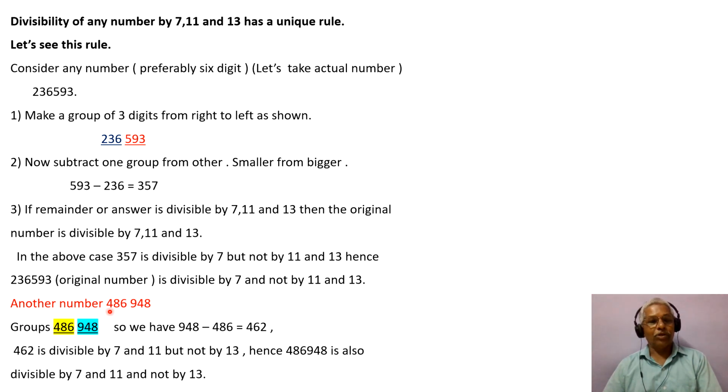Another number is 486948. So the groups are 948 and 486. So we have 948 minus 486 is 462. So 462 is divisible by 7 and 11 but not by 13. Hence the original number 486948 is also divisible by 7 and 11 and not by 13. Okay, so that is the rule.